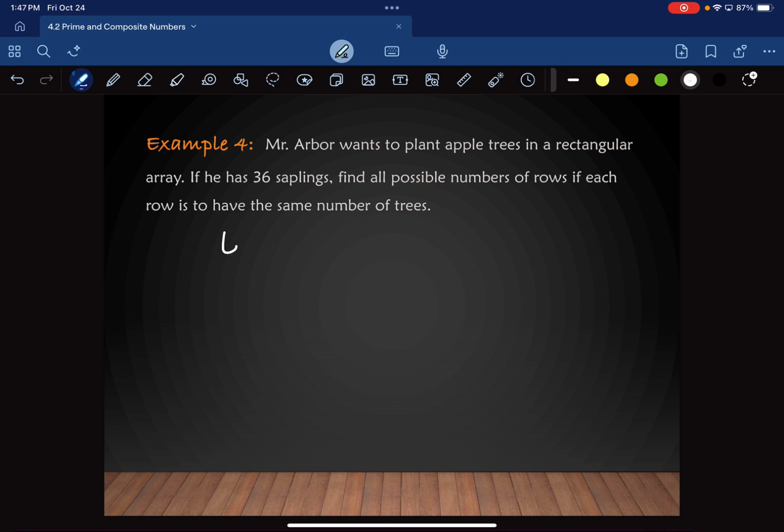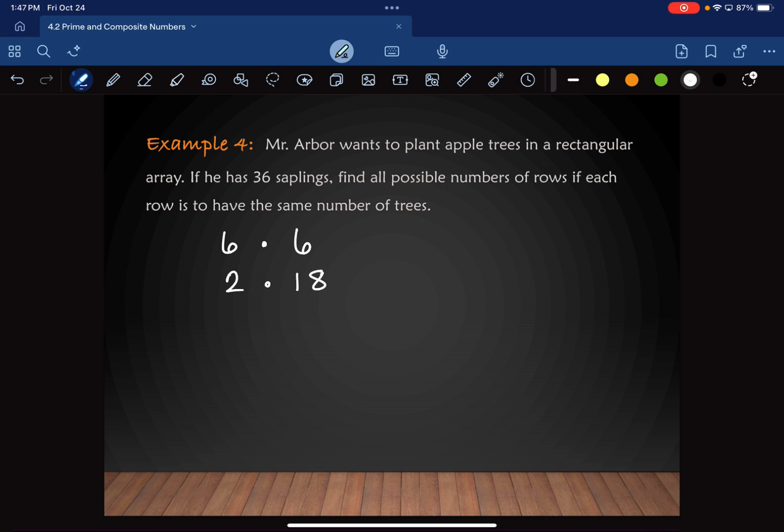6. Okay, so if he did 6, he'd have 6 rows with 6 trees in each row, right? So the 6 and the 6 occur in a pair, just like we talked about before. What's another one? 2 and I think it's 18. Is that right? 2 and 18. And we're not doing this in a very orderly way, but the numbers are small enough, we're probably going to be okay.